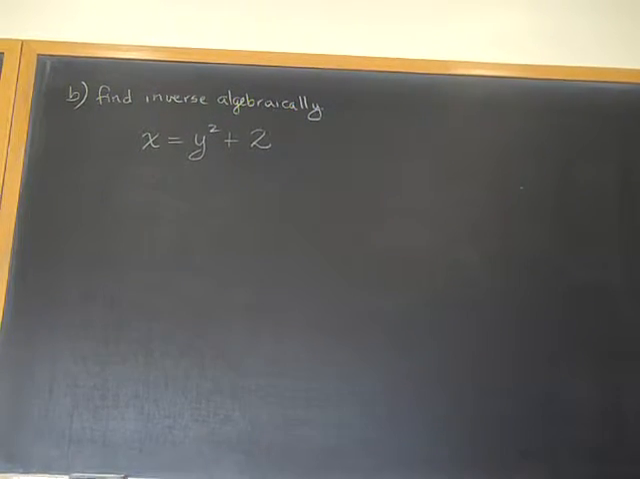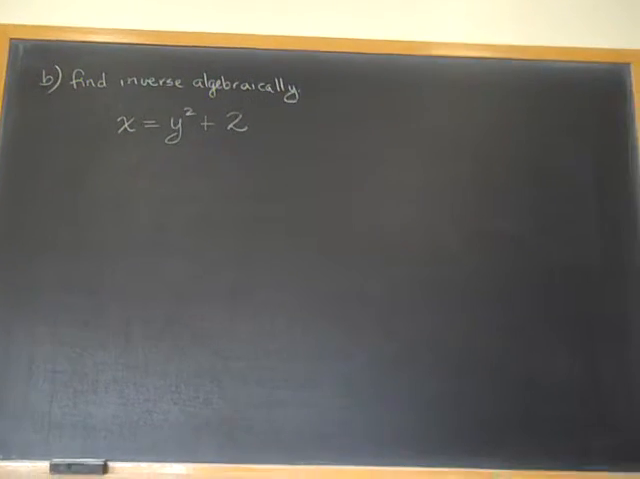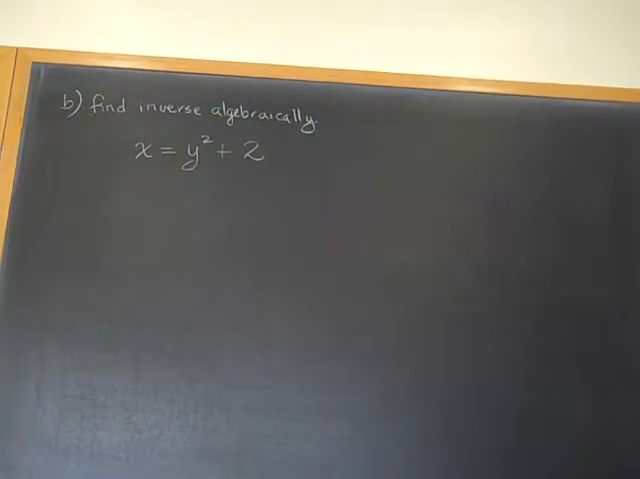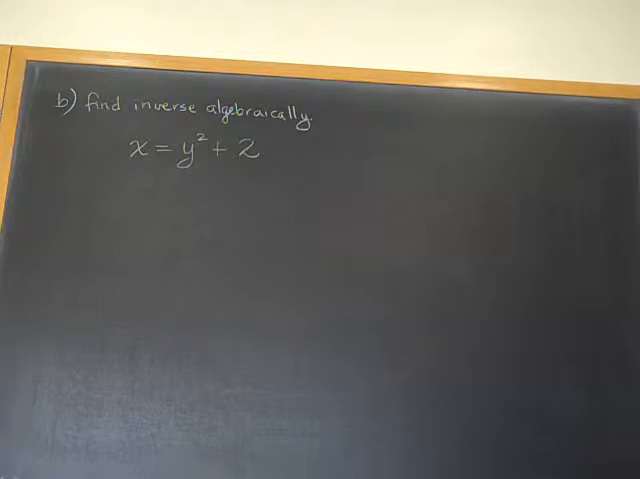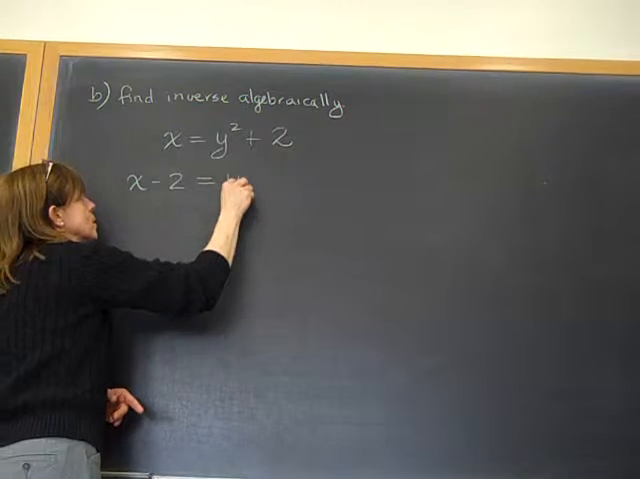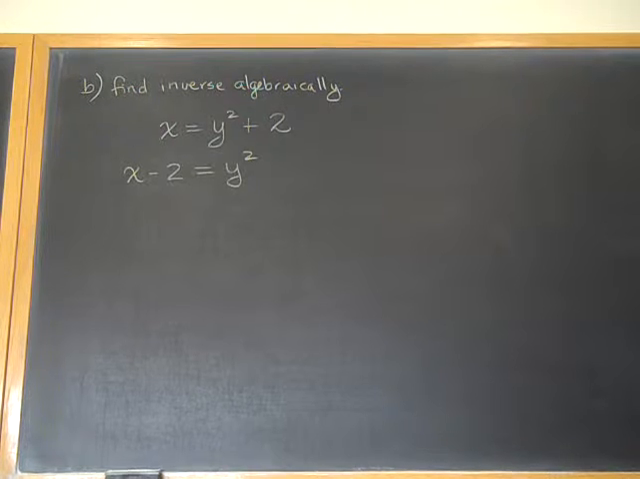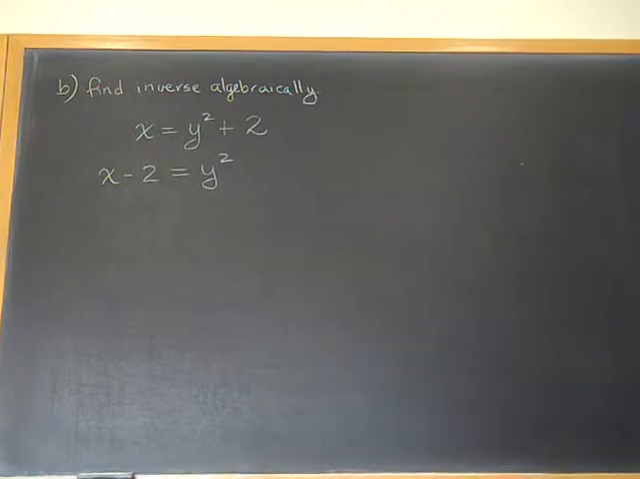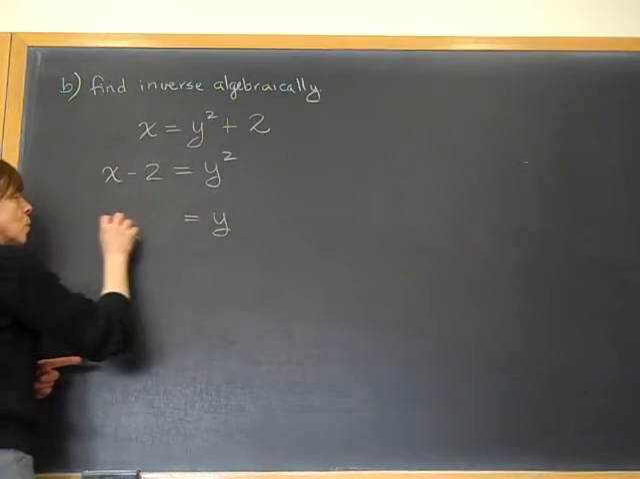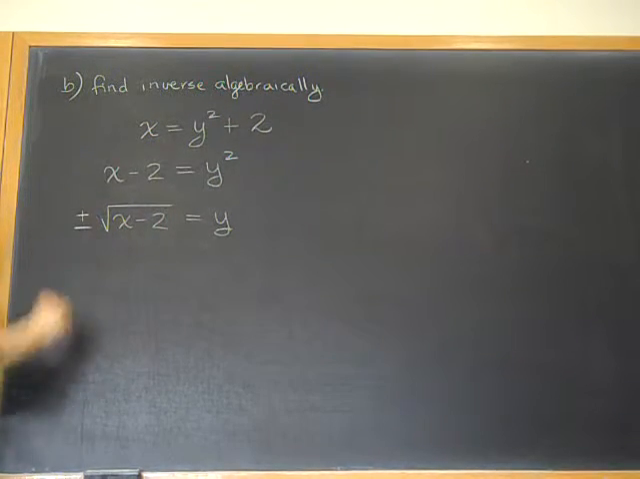Then, now we need to do what? Subtract 2 on both sides because we are trying to ultimately, where are we going? Solve for y. So if we subtract 2, we'll have x minus 2 equals y squared. How are we going to undo squaring something? Take the square root, and whenever we take the square root, what do we have to remember? Plus or minus.